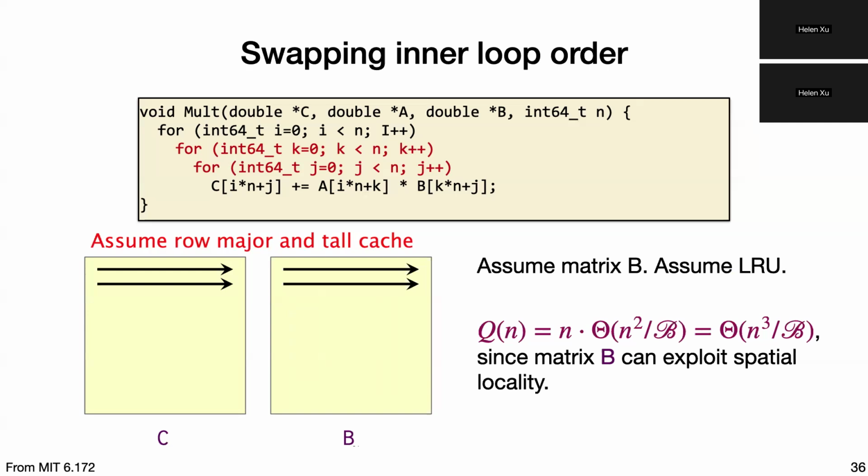You could even swap i in the middle if you want. But if you swap k and j, then C is moving this way now. j is now the slow moving dimension. So A is now like the slowest moving matrix in some sense. And both C and B are moving horizontally. So no matter how big n is, you always get at least this factor of b in the bottom because you're moving horizontally through the memory.